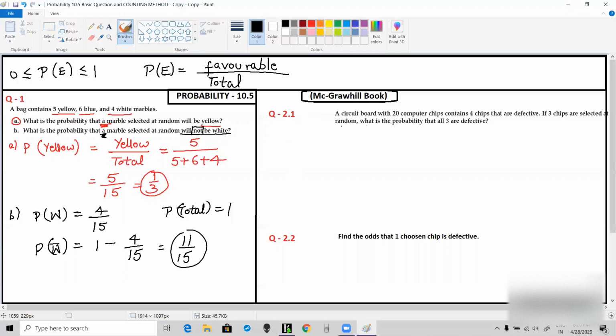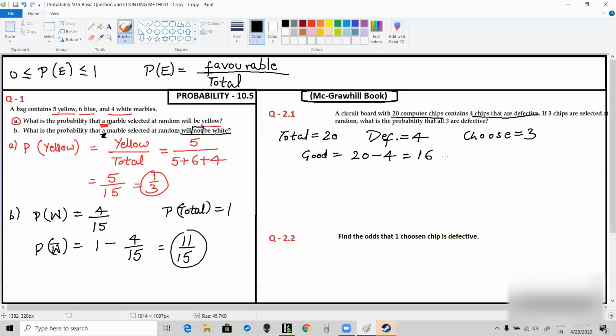Now let's have a look at these questions. 20 computer chips are there and 4 are defective. So total number of chips, 20. Defective, so DEF, 4. If I select 3 chips, so I'm choosing 3 chips. If 4 are defective, so I can find how many are good, like not defective. That will be total minus defective, which is 16.